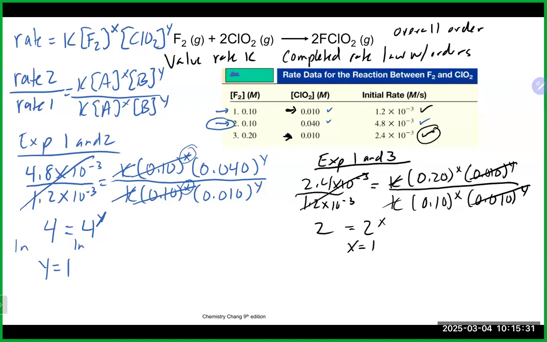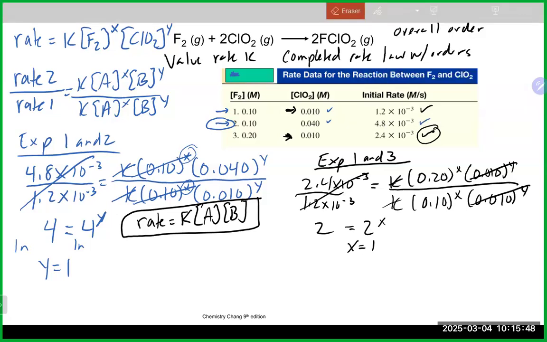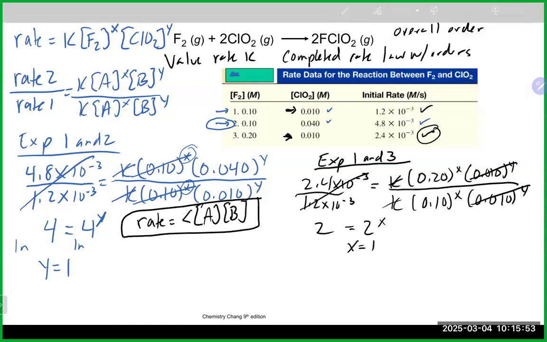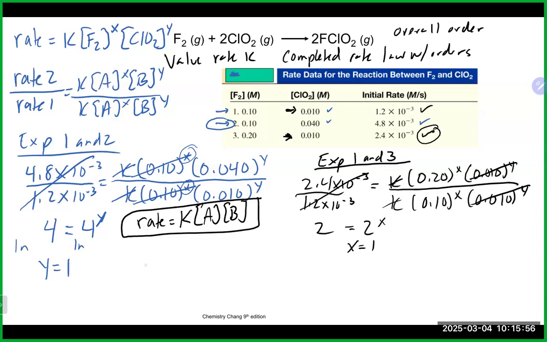Now that we've got the individual orders for each of the reactants, we can write our rate law. Our rate law in this case would be rate = k[A][B]. That also means the overall order can be found by adding the individual orders together. So in this case, 1 plus 1 is 2. Overall, this reaction is second order.